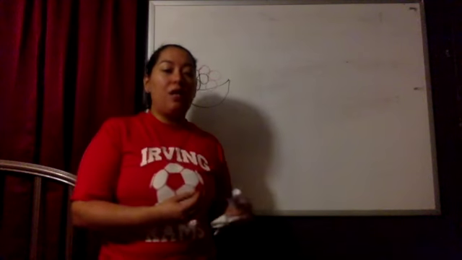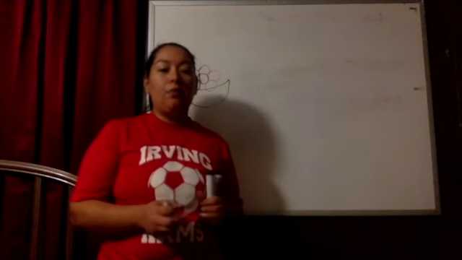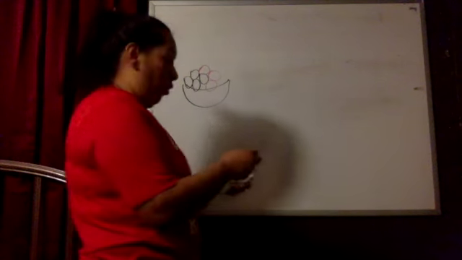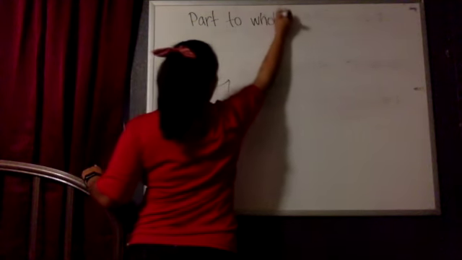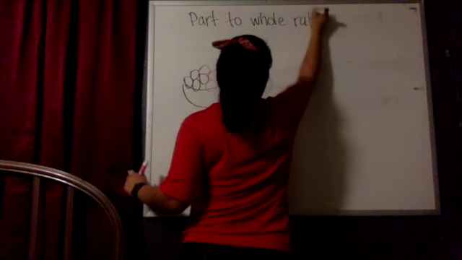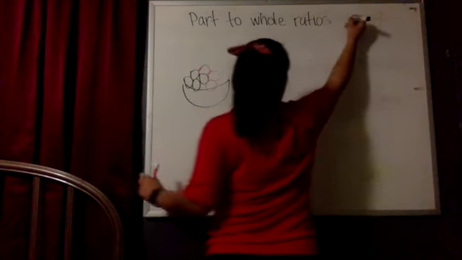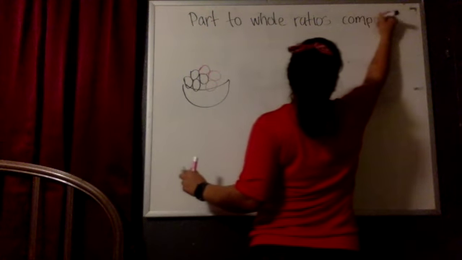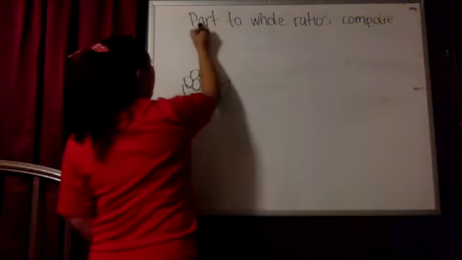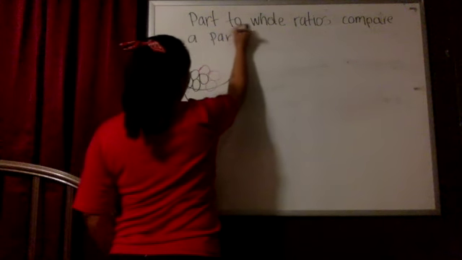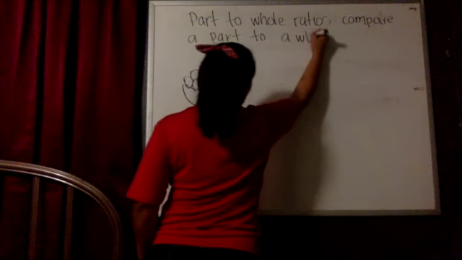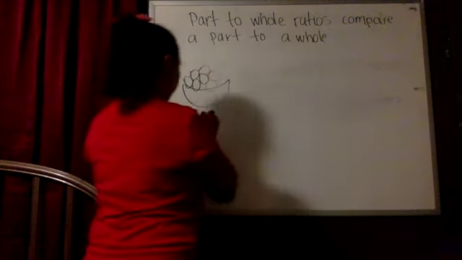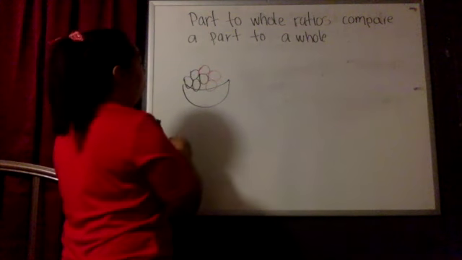All right, so the next ratio is part to whole, and this is comparing a part of something to the whole. Part-to-whole ratios compare a part to a whole. This is part-to-whole ratios.